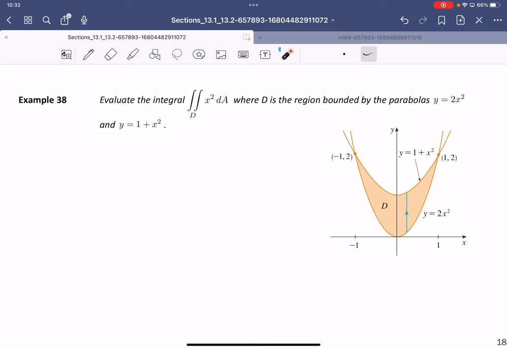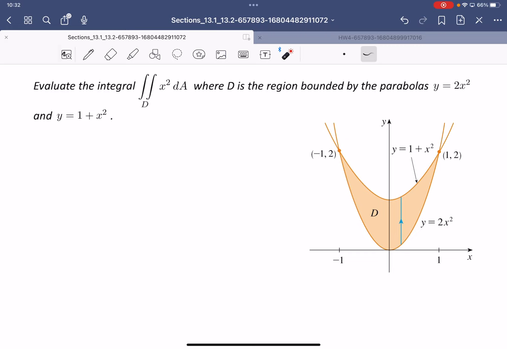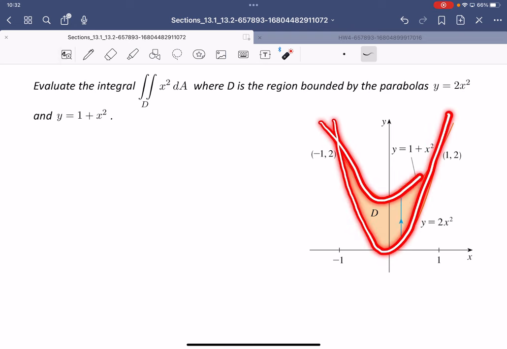So let's suppose I want to compute the integral of x squared dA over the set D. I want to compute this over the set D, which means I give you the set D here. The picture is given, good for you. So D is the region bounded by the parabola y equal to 2x squared and y equal to 1 plus x squared. So this is the parabola y equal to 2x squared, and this is y equal to 1 plus x squared.